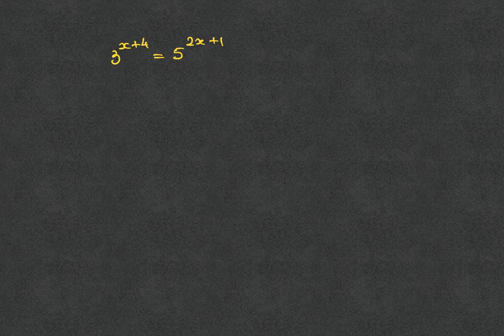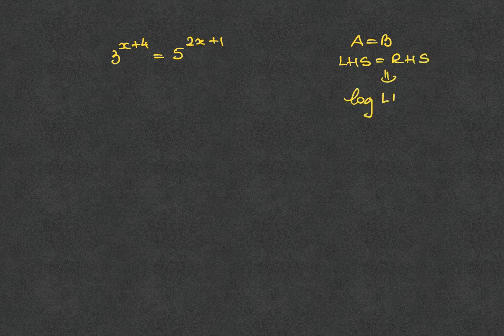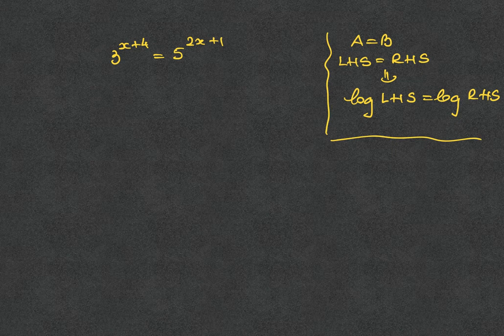How about equations of this type? You can pause the movie and try yourself. So I will base my solution on the fact that if a equals b, or left-hand side equals right-hand side, then log in any base of the left-hand side equals log of the right-hand side. So I can apply log on both sides. So log of 3 to the power of x plus 4 equals log of 5 to the power of 2x plus 1.